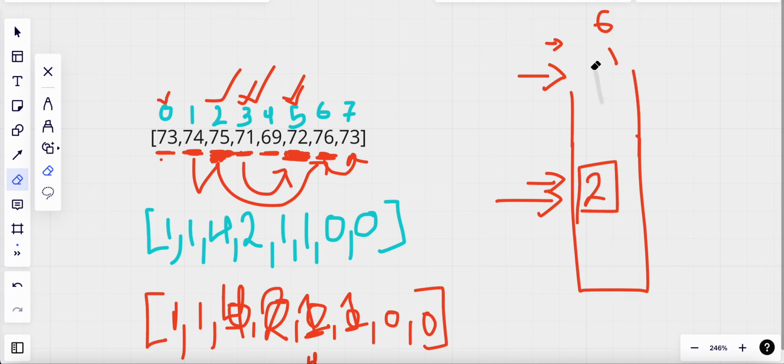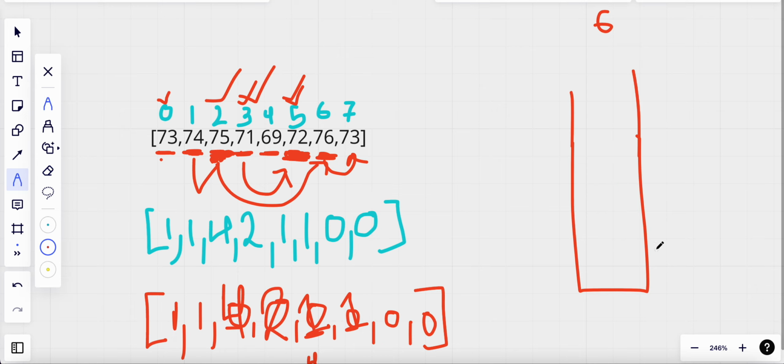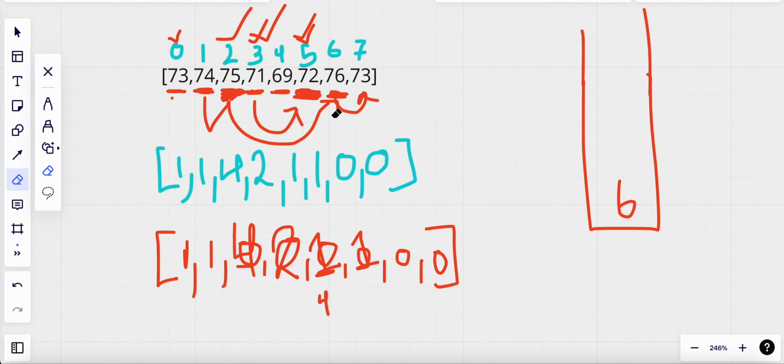So let me just clean my stack again, and now my stack only has one value. Okay, 6. So for 6, we are at index 7 now, and this is not greater, so we push it to our stack, and then now we have reached the end of the array. So the values here will be 0 0. So the final answer we have is the values 4, 2, 1, 1, 0, 0.